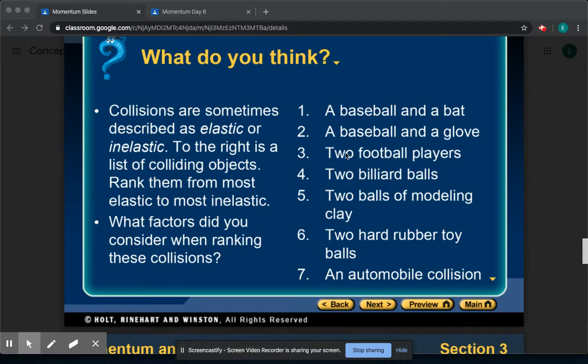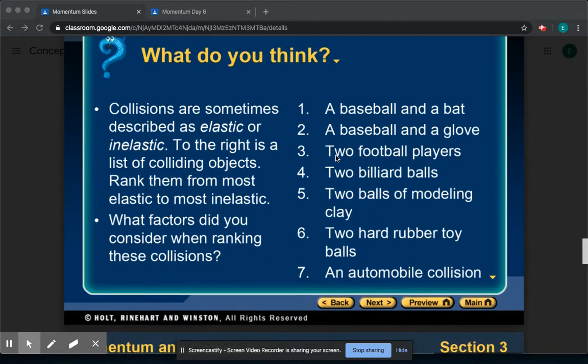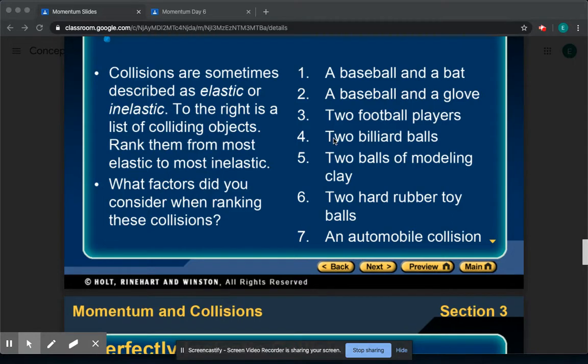Two football players, usually somebody is trying to tackle the other person, so that would be inelastic. They collide and they stick together. When you're playing pool, when one ball hits another ball, they bounce off, so that would be an elastic collision.